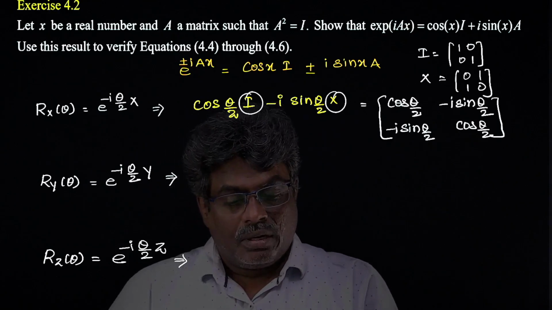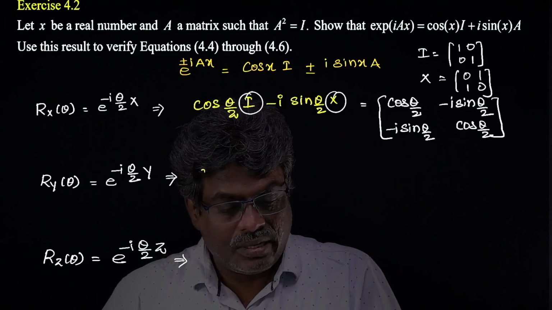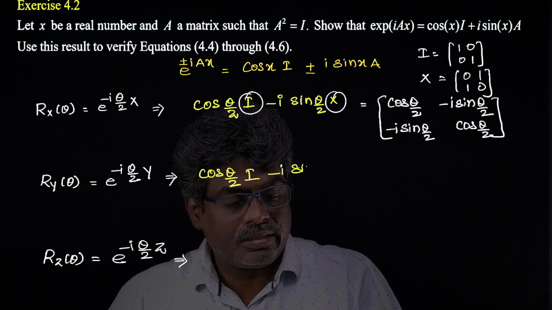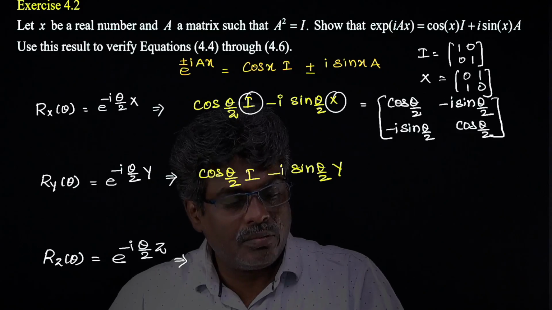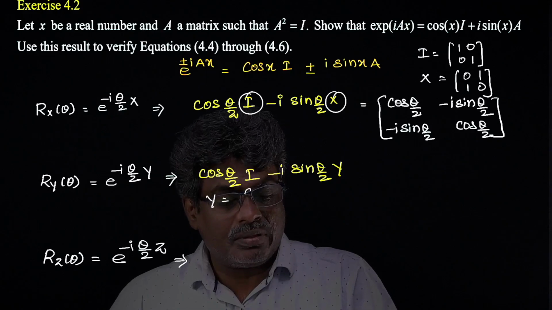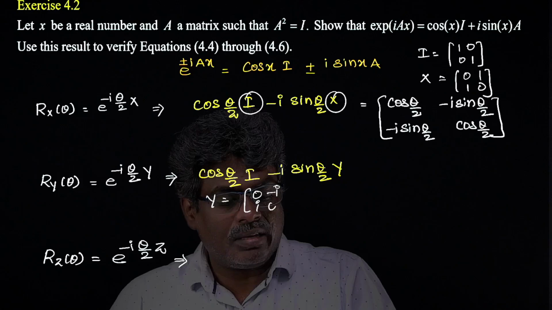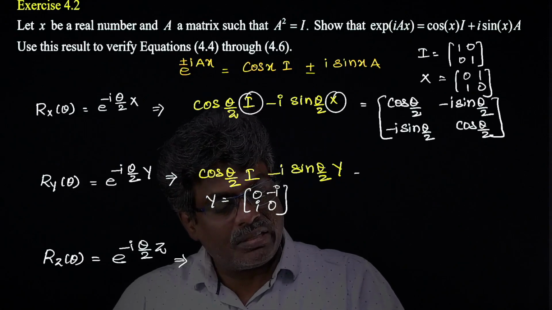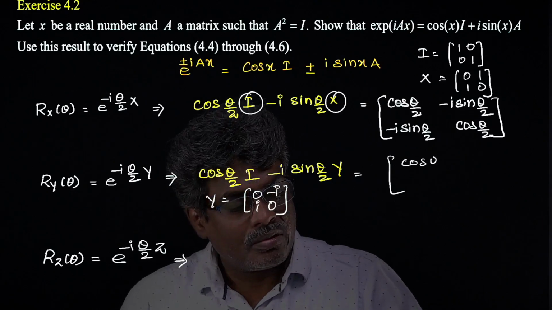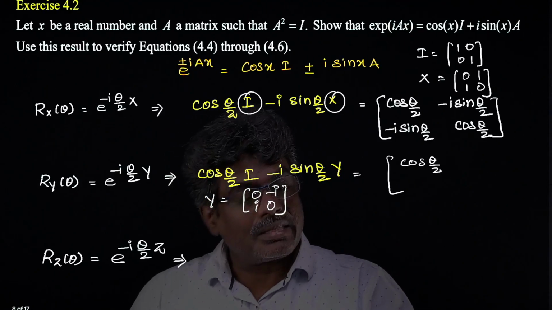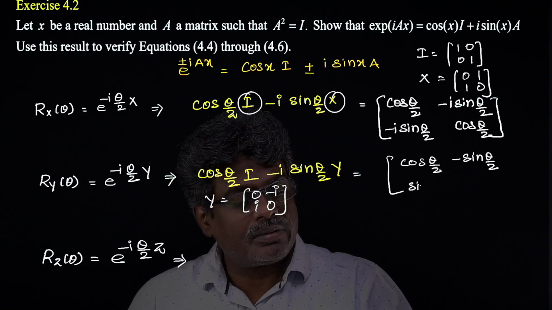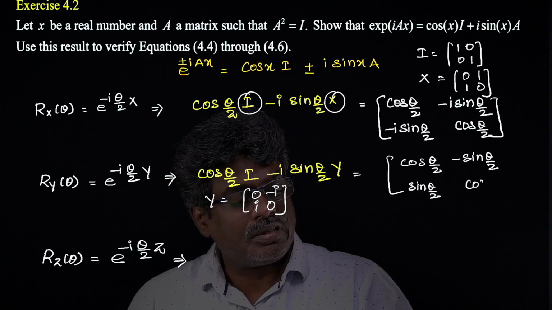Okay, and the next one is again cos theta by 2 I minus i sin theta by 2 Y. So here you can substitute the Pauli Y matrix, that is Y equal to 0 minus i, i 0. If you substitute this, you will get cos theta by 2, minus sin theta by 2, and sin theta by 2, cos theta by 2.